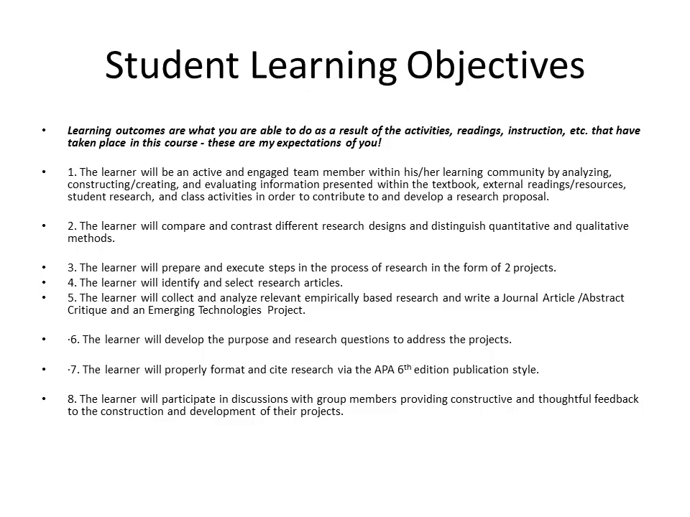Also, I posted the student learning objectives I want to achieve through this course. I definitely want them to be active and engaged. I want them to learn how to analyze through constructing and creating. I want them to be able to compare and contrast different research designs. I want them to develop what the purpose and their research questions are in this project. I want them to learn how to utilize the APA 6th edition for their research paper. And lastly, I want them to definitely participate in discussions in a relevant manner as they provide constructive and thoughtful feedback to their peers.